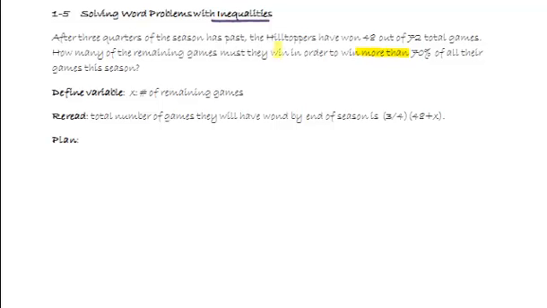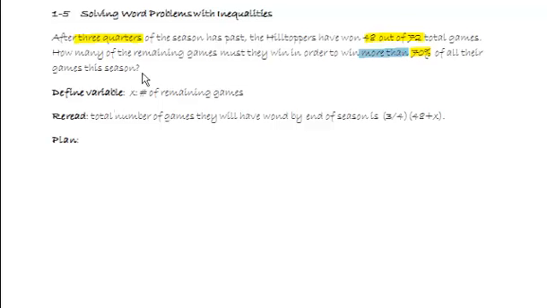It talks about the Onalaska Hilltoppers and the fact that they have won 48 of the 72 total games so far. The question: how many of the remaining games need to be won in order to have more than a 70% winning season?